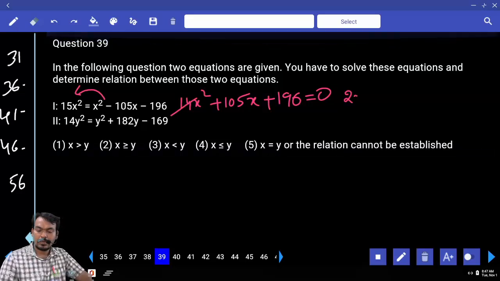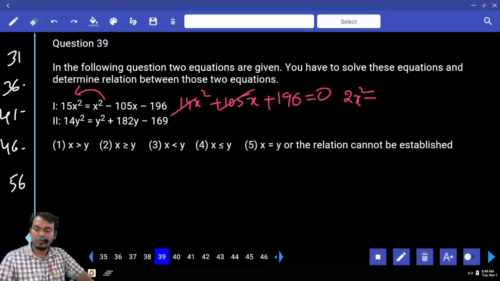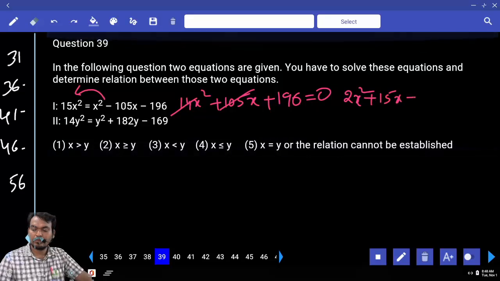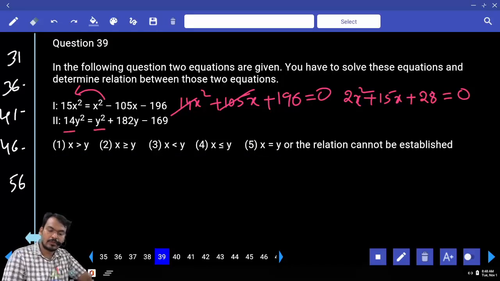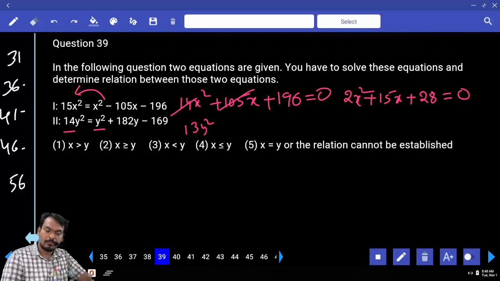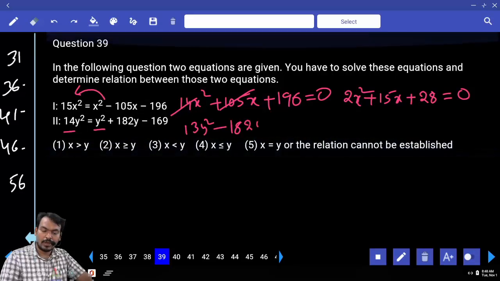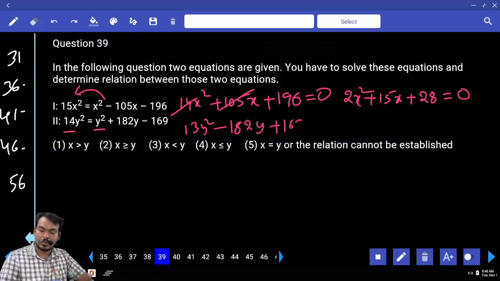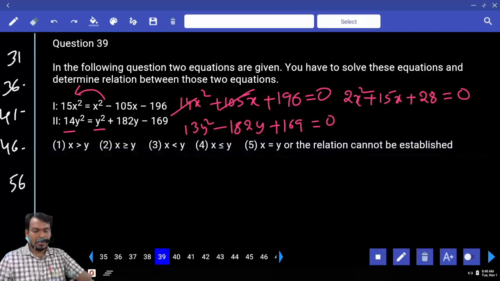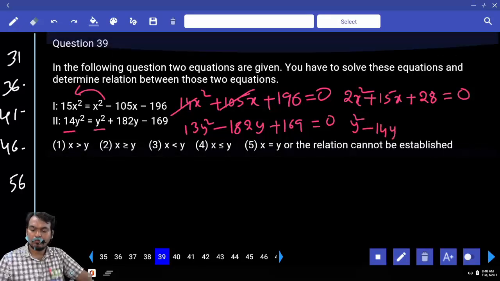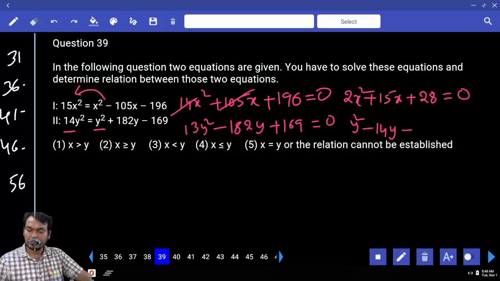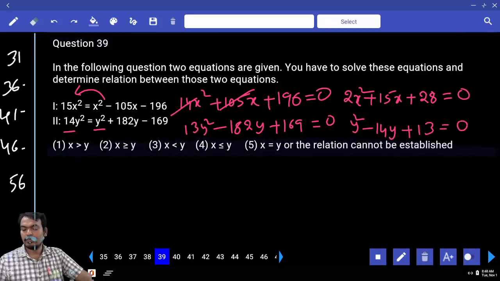2 times. Next 7 how many times? 15 times. 7 how many times? 28 times, or not? Yes or no? Next 14y square and y square difference? 13y square minus 182y plus 169, or not? Okay. All are divided by 13, or not? Then we write y square minus 14y plus 13 equal to 0.